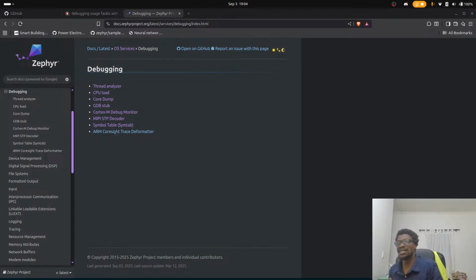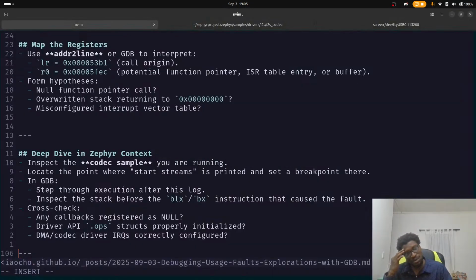And one usually needs an actual error. Well, you can cause one and debug that one, but it's always awesome if you can find one in the wild and then find out if you can debug it and find out what happens to it. So basically, today we're going to go through a usage fault I found on one of the sample drivers that we checked out.